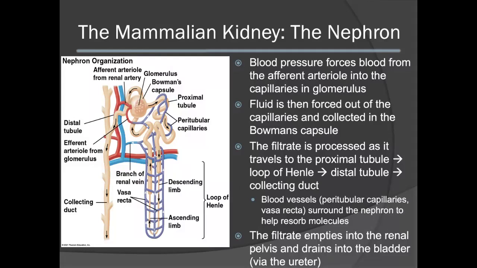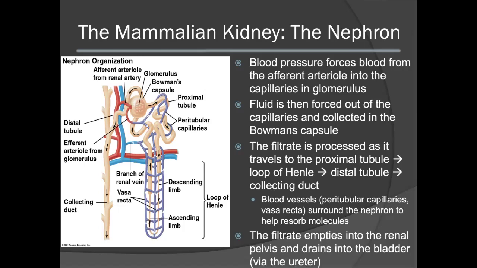We're now going to take a look at the structure and function of the nephron. Remember that blood is being brought to the kidney through the renal artery. This will branch into the afferent arteriole, which will then lead to the capillary network in the Bowman's capsule. Also keep in mind that the arterial flow has a higher blood pressure. This blood pressure will force blood from the afferent arteriole into the capillaries and the glomerulus. Fluid will then be forced out of the capillaries, and this fluid will then collect within the Bowman's capsule.